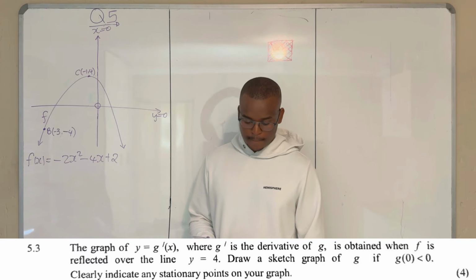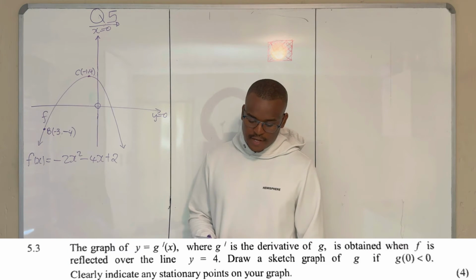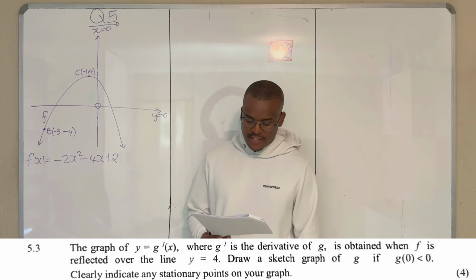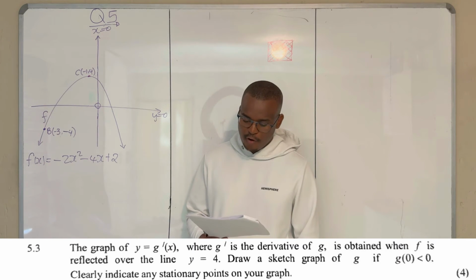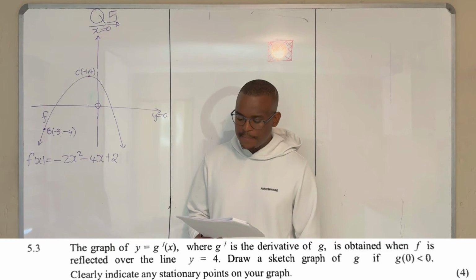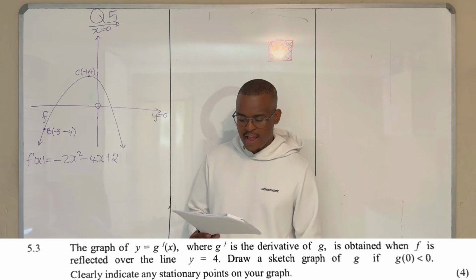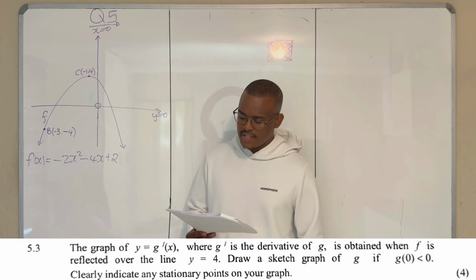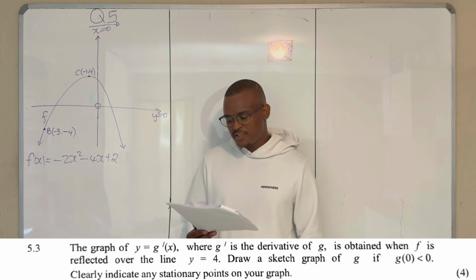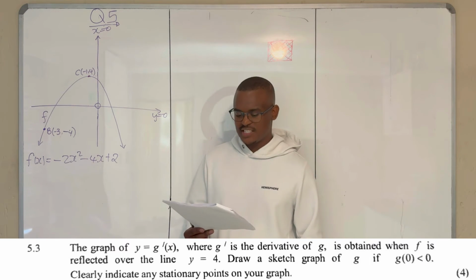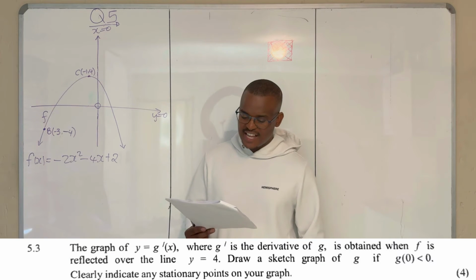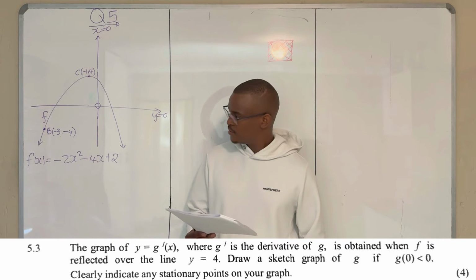Are you with me? Let me repeat this again. The graph of y equal to g prime at x, where g prime is the derivative of g, is obtained when f is reflected over the line y is equal to 4. Draw a sketch of g if g at 0 is less than 0. Clearly indicate any stationary points.